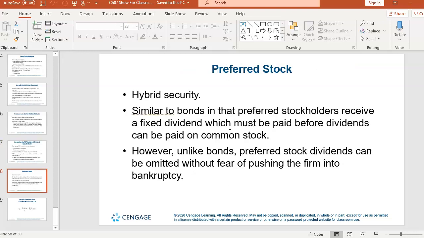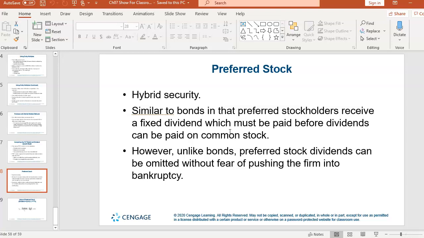So the last little bit, about preferred stocks, is called a hybrid security. It's similar to a bond in that preferred stockholders receive a fixed dividend, which must be paid before dividends can be paid on common stock. However, unlike bonds, preferred stock dividends can be omitted without fear of pushing the firm into bankruptcy. If you have bonds, you have to contractually pay those interest payments, right? And repay the bonds when they mature. If you don't do that, the bondholders will sue you and can force you into bankruptcy to get liquidated. That's what they mean by that.